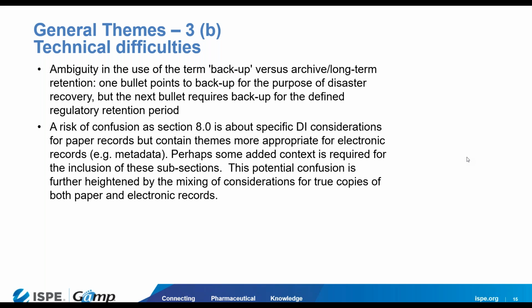There was a risk of confusion in Section 8, which talks about specific DI considerations for paper records, but actually contains themes which may be more appropriate for electronic records. So they maybe need to put some added context in there to say why they have included certain things in these subsections, where it looks like they're talking about electronic, when they're actually in a section talking about paper.